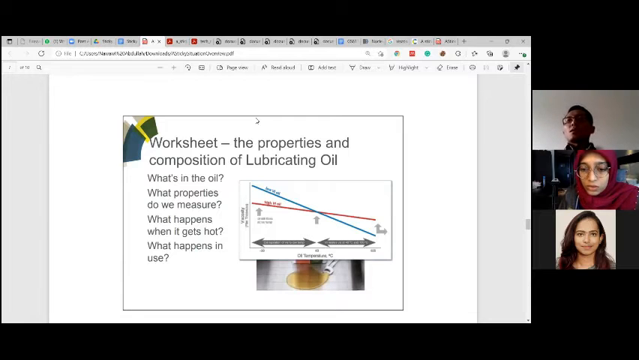And then one more thing is, I just want to know before we proceed, what is the difference between lubricating oil and engine oil? I'm sorry. Lubricating oil and engine oil, both of them are the same thing.